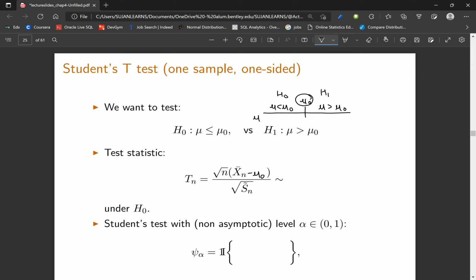Now, what's the distribution of this? The distribution of this is T_{n-1}. That's the distribution of this, T_{n-1}, under the null hypothesis.